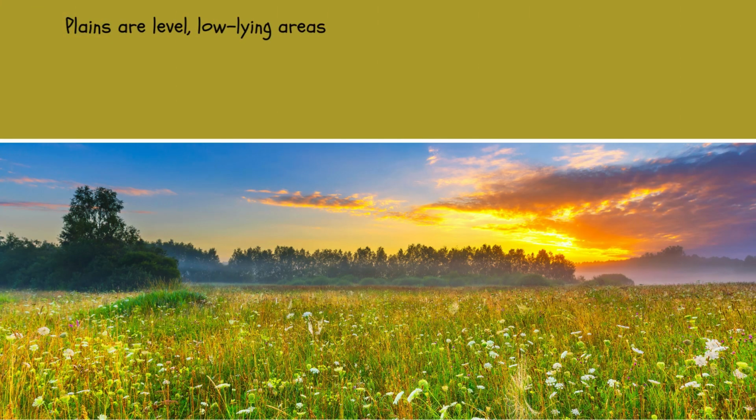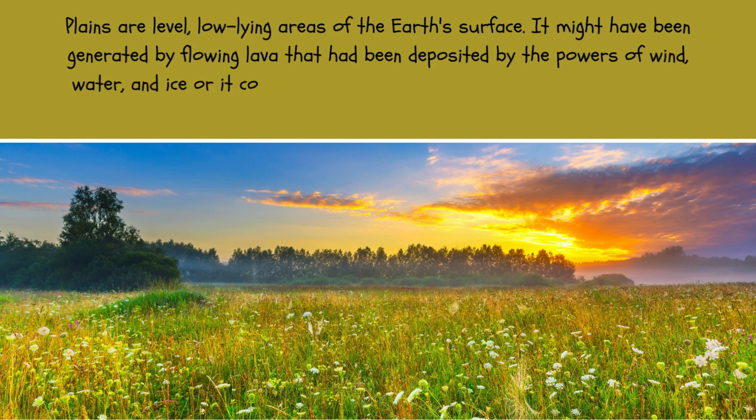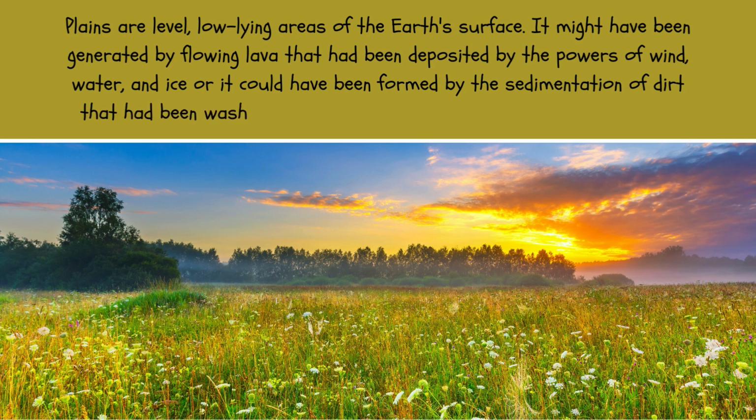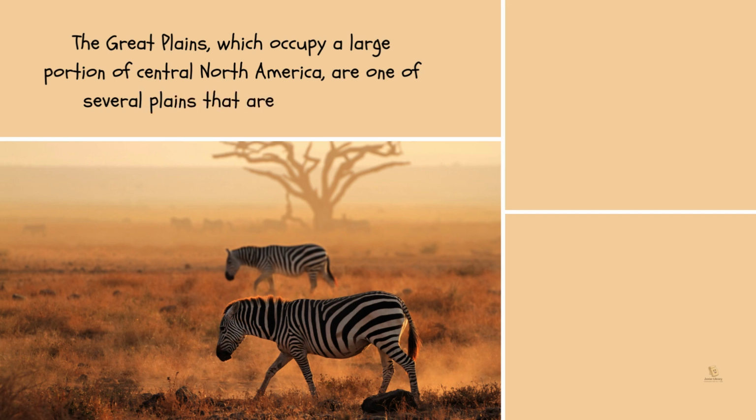Plains are level, low-lying areas of the Earth's surface. It might have been generated by flowing lava that had been deposited by the powers of wind, water, and ice, or it could have been formed by the sedimentation of dirt that had been washed down from the summits of hills and mountains.